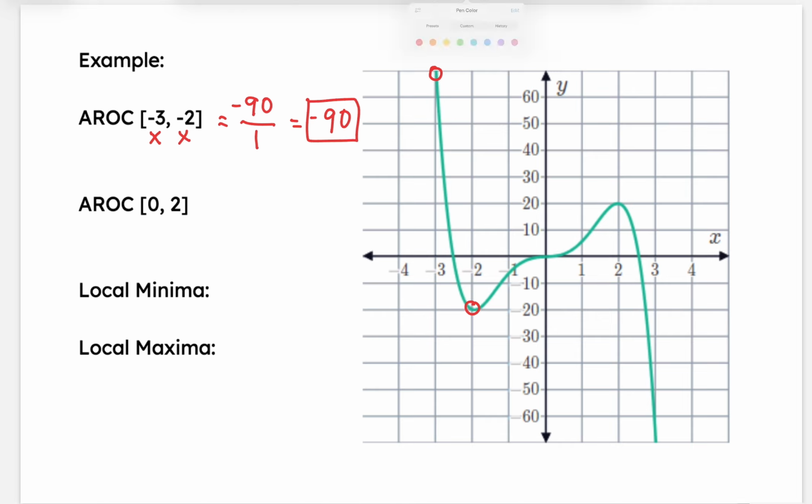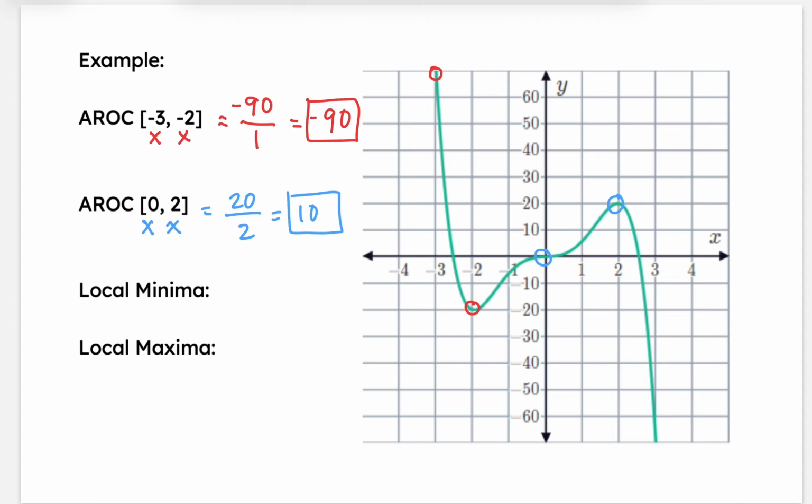Okay, I'm going to use a different color here. So let's look at the next one. So again, these are my x values. So 0 is right here, and then 2 is right there. So if I count my slope, my rise over my run, I'm going up 20 over 2. So positive 20 over 2 gives me an average rate of change of 10.